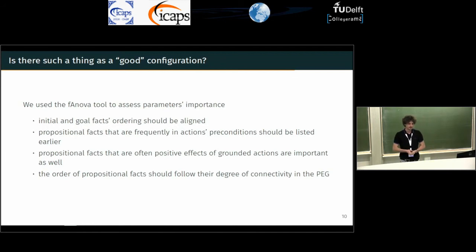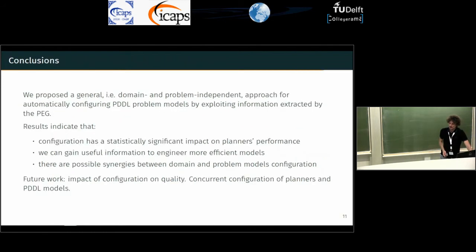Also, propositional facts which are often listed as positive effects of actions seem to have quite good importance and relevance. And as a tiebreaker, what we observe is that the order of facts should follow their degree of connectivity in the graph. So what we did was propose this approach for configuring PDDL problem models, and for doing that, we extracted information from the planning encoding graph. Our results indicate that the configuration has a statistically significant impact on planners' performance. We can gain useful information to engineer more efficient models for the future.